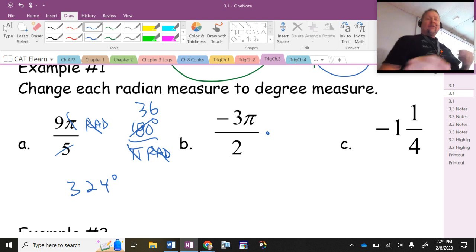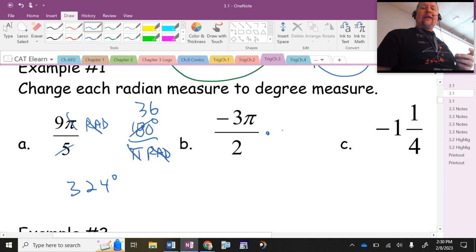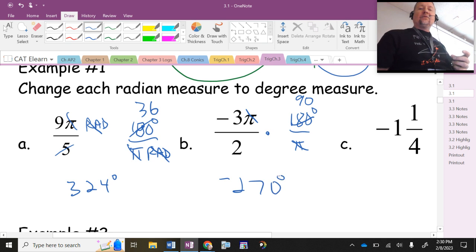Pi over 2. I know 2 years ago I did radians with the students. So 180 over pi, so the pi's can cancel. 2 into 180 is 90. 3 90s is negative 270.